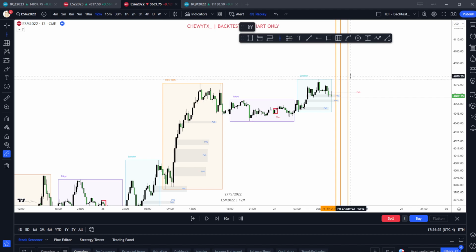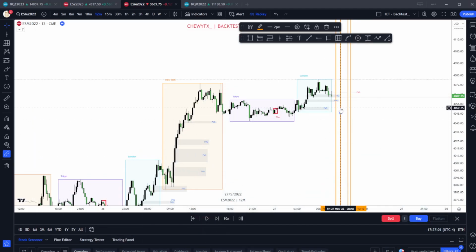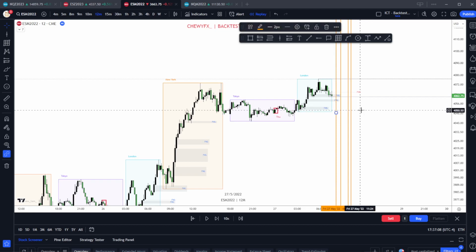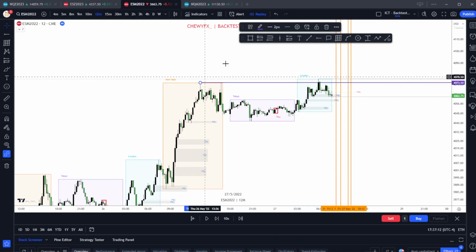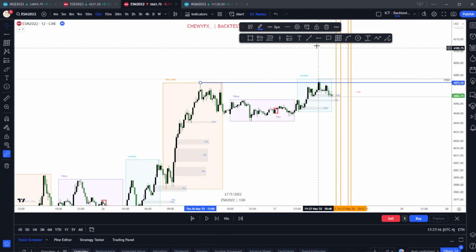So there we go, 10:12. Wait, the news was at, so what, 10? Okay, so this thing must be wrong here then. Okay, all right, so we can see here previous day high was swept already. So what does that mean? We're looking for EM2.